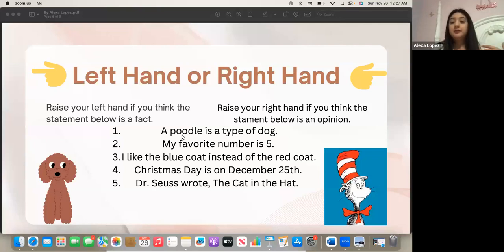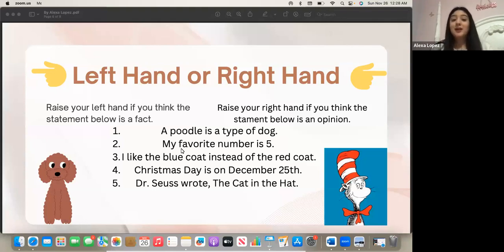Okay, so let's do the second one. My favorite number is 5. Is it a fact or is it an opinion? What do you guys think? Raise your hands, left or right? Okay, I see a lot of right hands. Very good job. And you guys are correct.